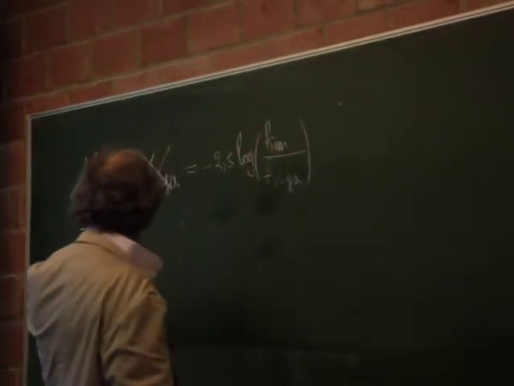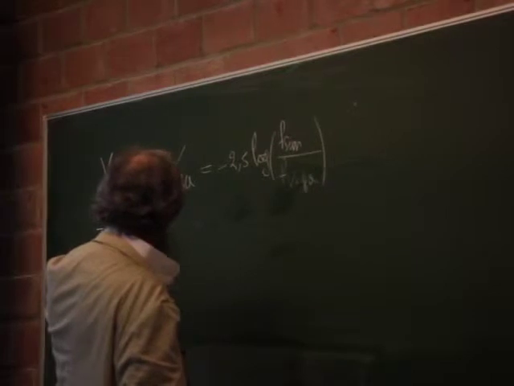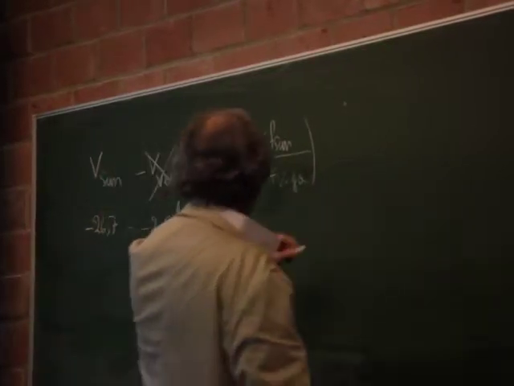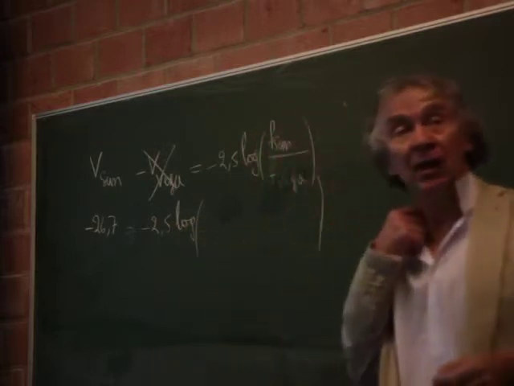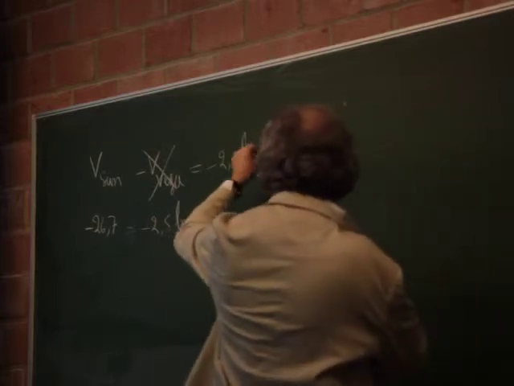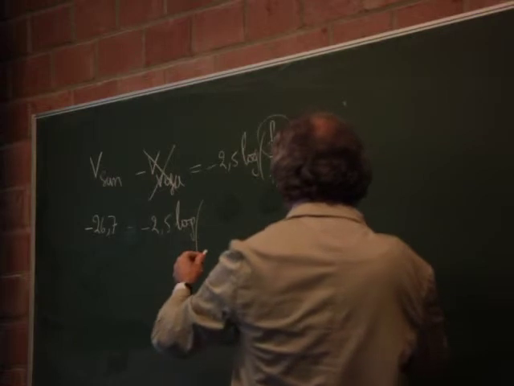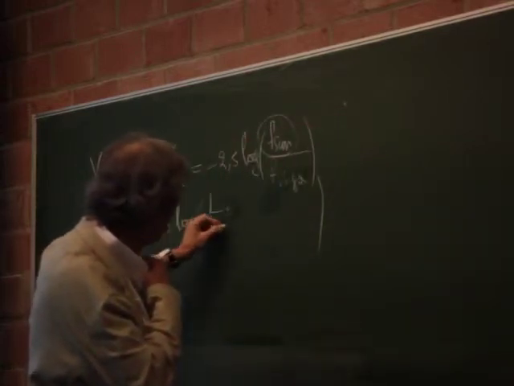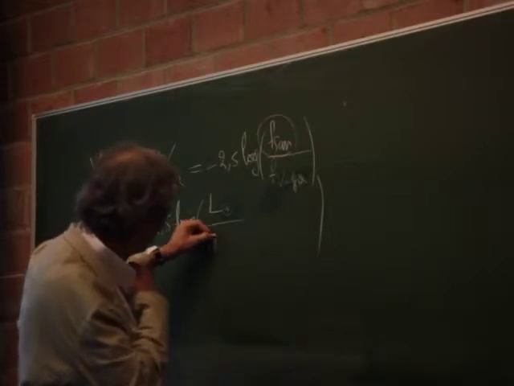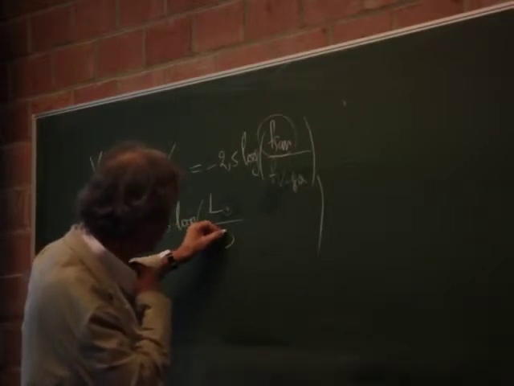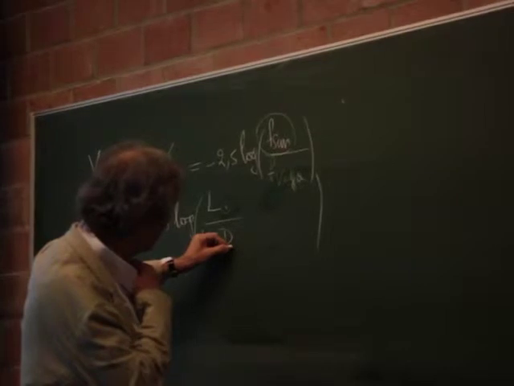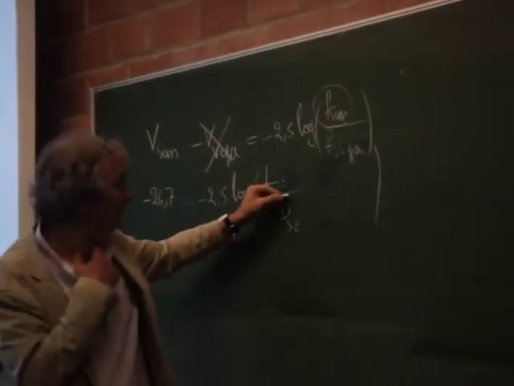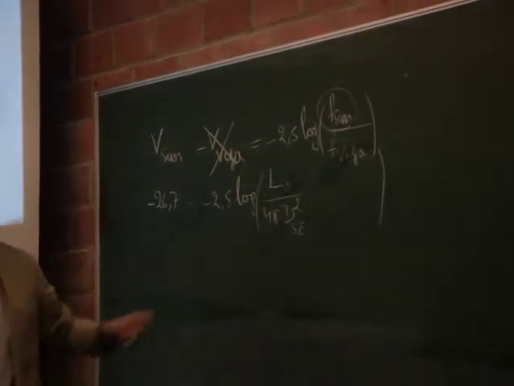So okay, minus 26.7 is equal to minus 2.5 times the logarithm of the flux of the sun. Now, do you agree that the flux of the sun measured on Earth is of course the luminosity of the sun divided by 4 pi times the distance from the sun to the Earth, squared? This is the flux.